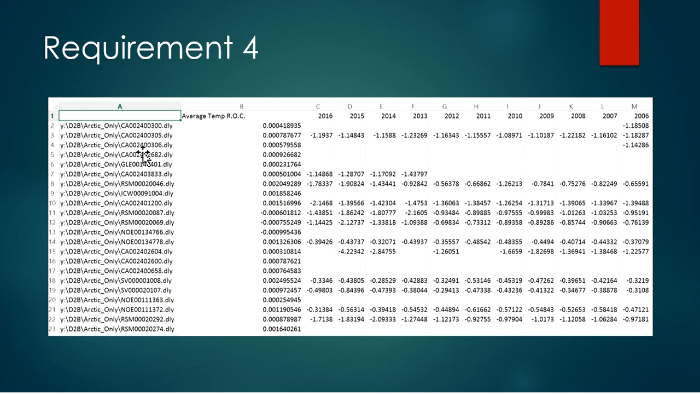So on the left we have the station name, across the top we have the year, and here we have all the minimum temperatures recorded each year, and then right here is the average rate of change for that station over the course of all of the years recorded that our VBA code found for us.